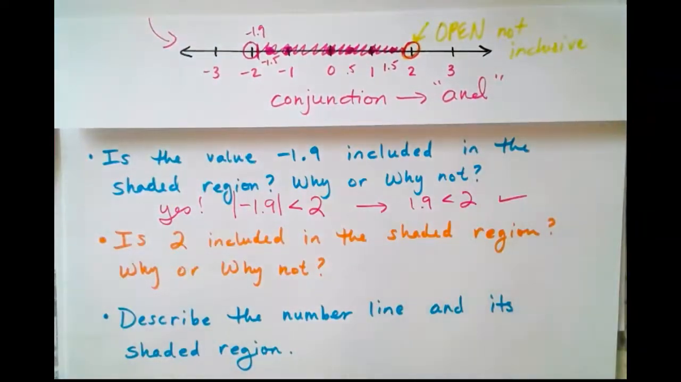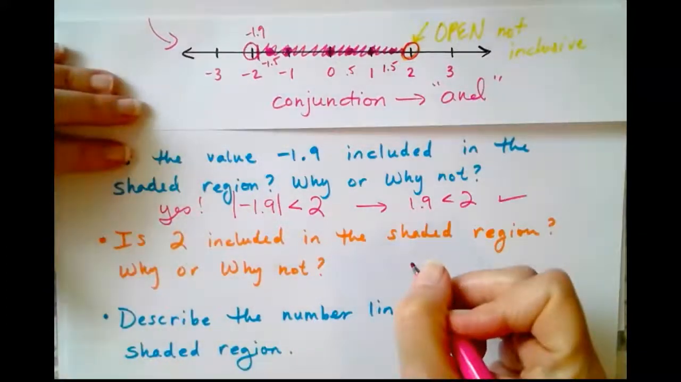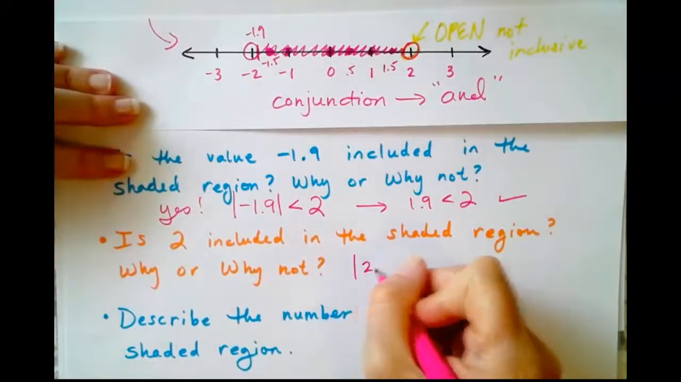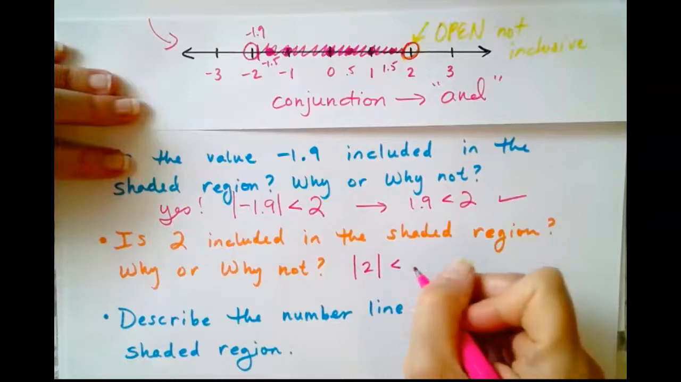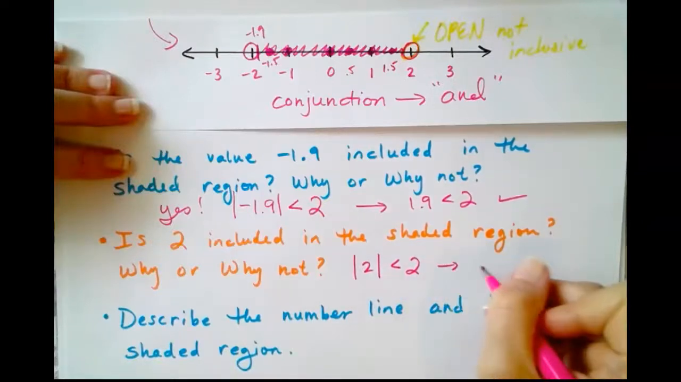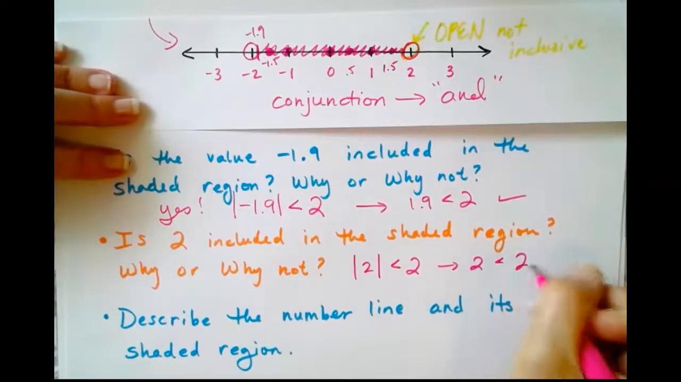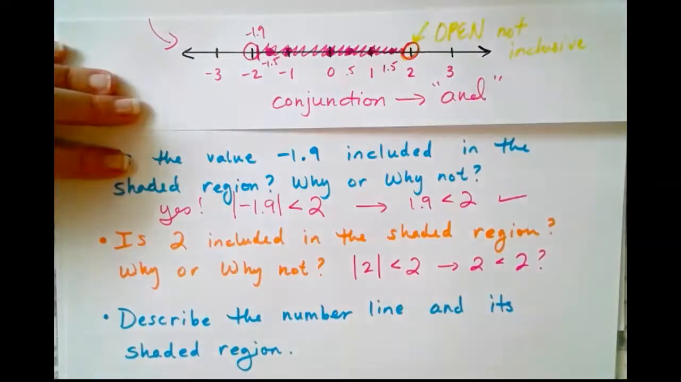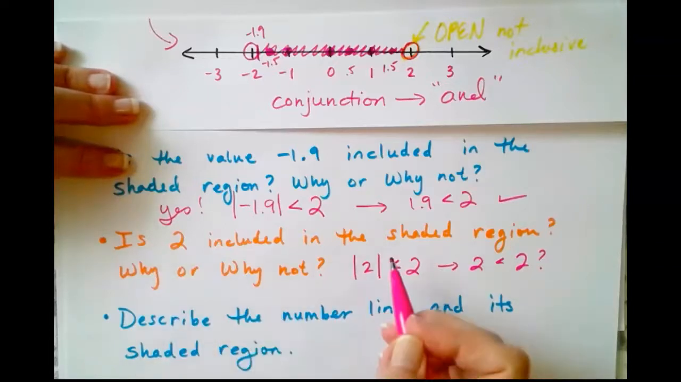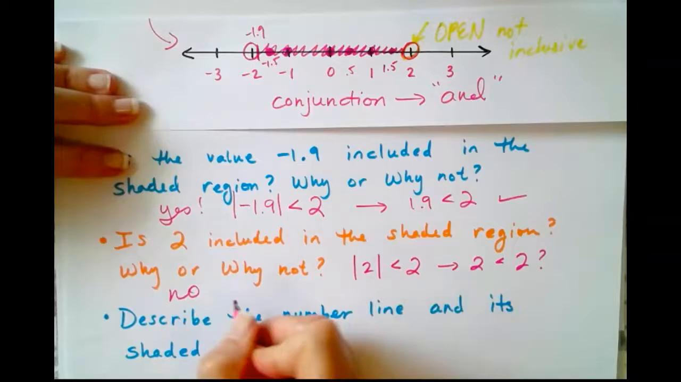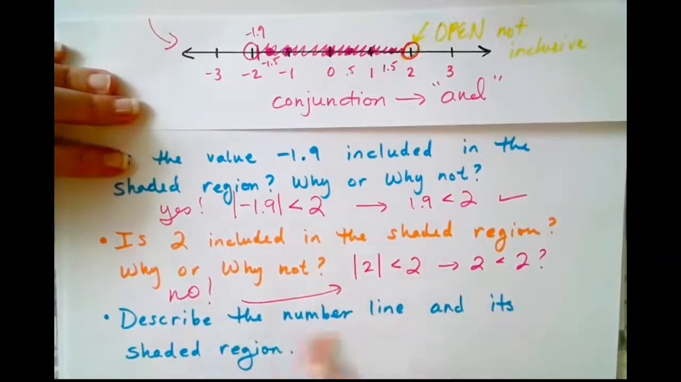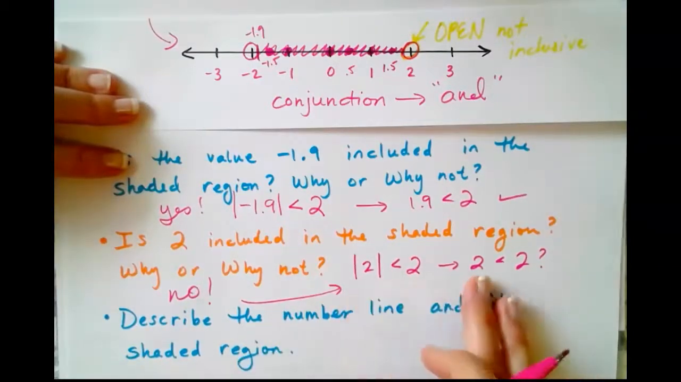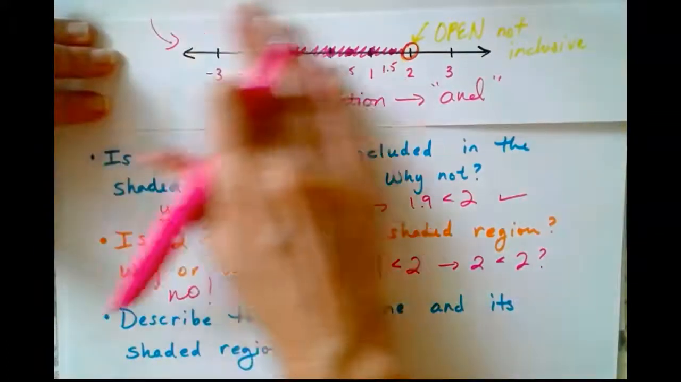And if we think about it in terms of a logic statement here, is the absolute value of 2 less than 2? Well, is 2 less than 2? Think of that as a question. No, 2 is not less than itself. It's equal to itself. So is 2 included in the shaded region? No, it is not. And there's the reasoning why. Because 2 is not less than itself.